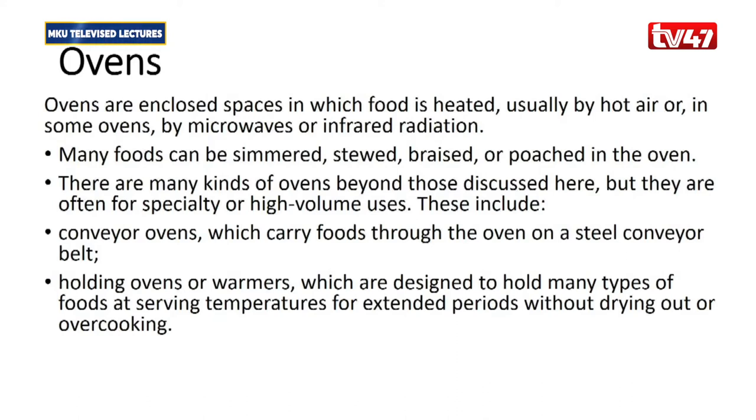Our ovens are usually made hot by hot air inside. Ovens normally use either gas or electricity, whichever you use. When you put the oven on, the heat circulates inside. That makes the oven so hot. It can be by microwaves or infrared radiation. Many foods can be simmered, stewed, braised, or poached inside the ovens. And as I said earlier, we cook food inside the oven.